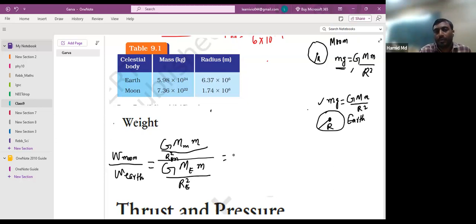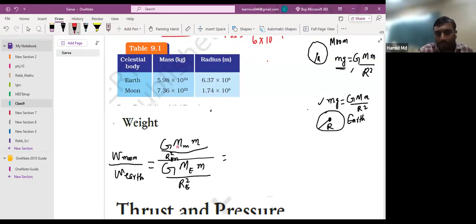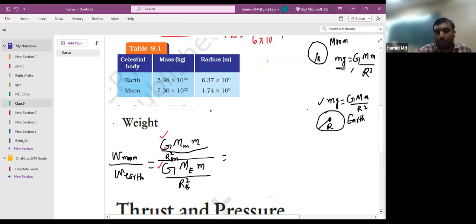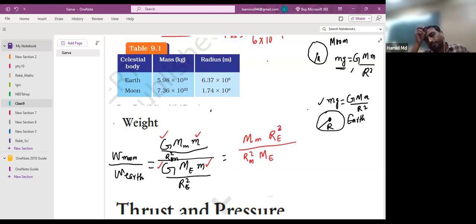Clear? Yes, sir. So let me change the pen color. See, this G and this G is constant, that value remains the same. And this M and this M, the mass is not changing. The mass of an object either on Earth or on the moon is not changing. So these quantities will get cancelled and we will get the relation: mass of moon divided by radius of moon square. Here, this will be mass of Earth divided by radius of Earth square. Clear? Now what we have to do is just substitute the values of all these quantities.